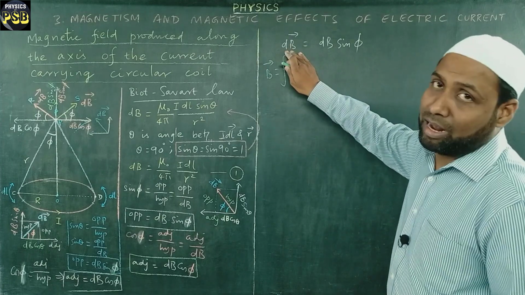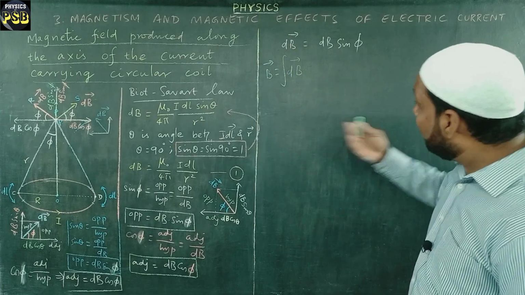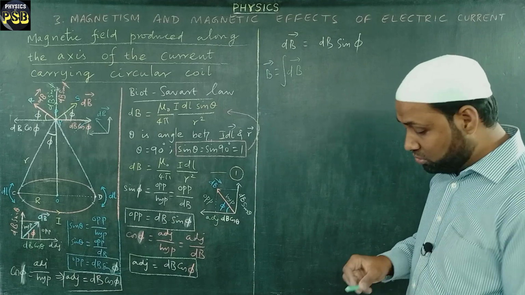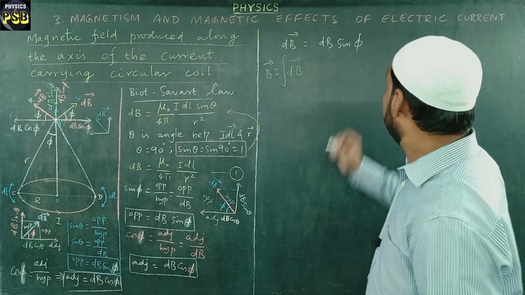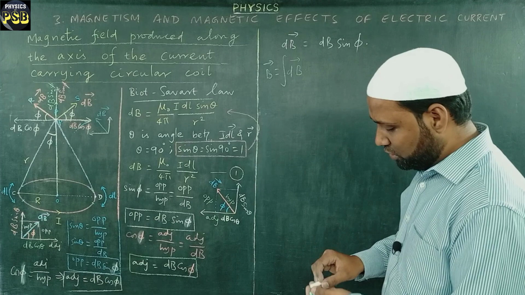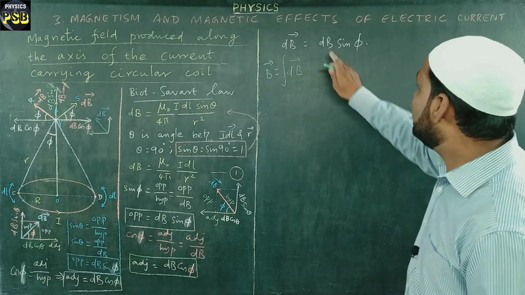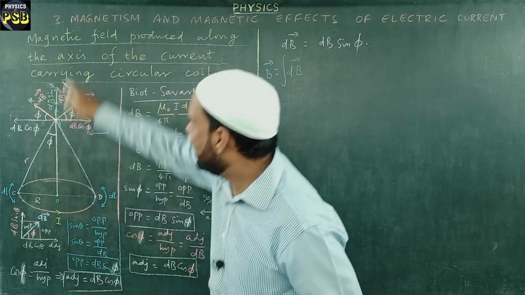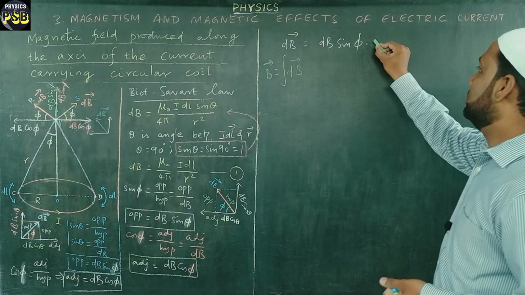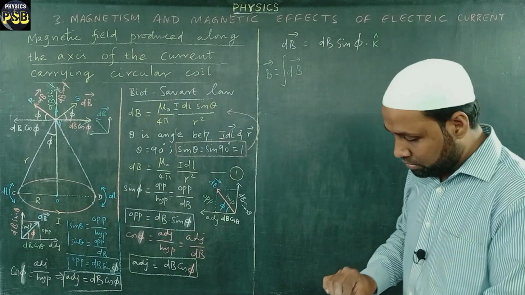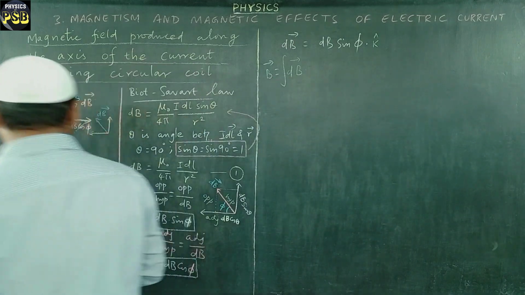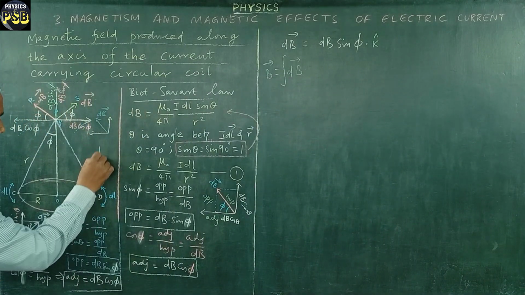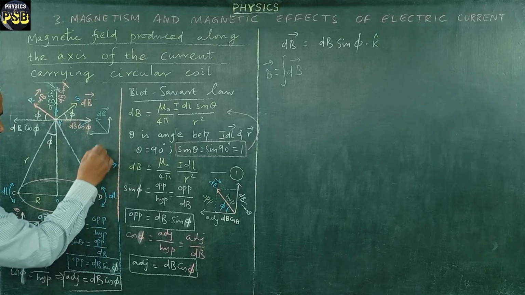Here we have the dB vector. This side, to provide the direction, I use a unit vector. What is that unit vector? Here, dB sine 5 acts along this line. So, I take k cap. Where is it shown? Let me show this to you. For that I draw a coordinate system.